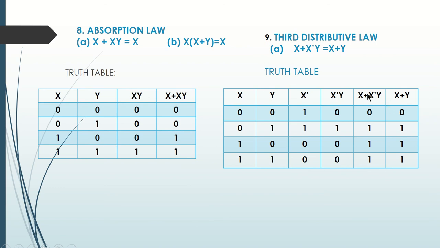Now x plus x complement y: 0 plus 0 is 0, 0 plus 1 is 1, 1 plus 0 is 1, 1 plus 0 is 1. This is the value. When you do x plus y, it is 0, 1, 1, 1. When you look at these two columns, both are the same. So this is how you prove the third distributive law.